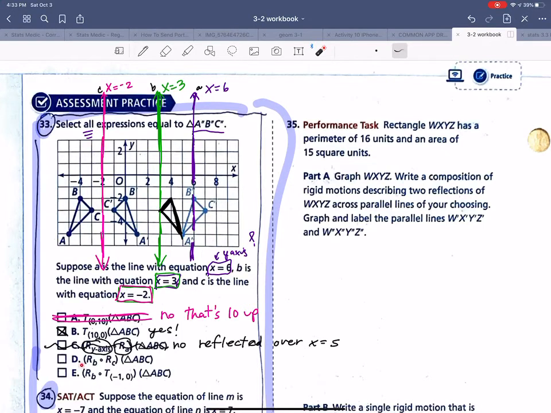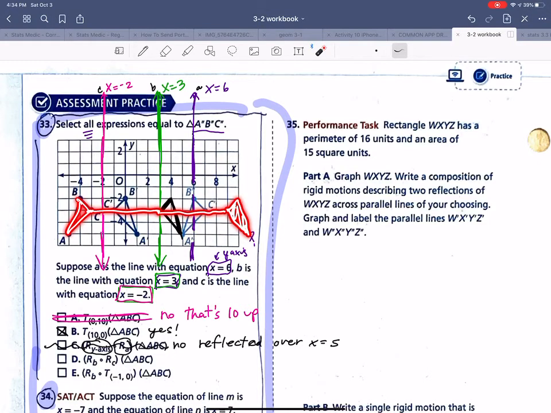Okay, now let's look at D. It said reflected over B, then reflected over C. Okay, so first reflected over B. So that's 1, 2, 3, 4, 5, 6. So now it's 1, 2, 3, 4, 5, 6. And that's one more. And then that's even one more. So here it is here. I reflected it over. Oh, I made that a little too long, but close.